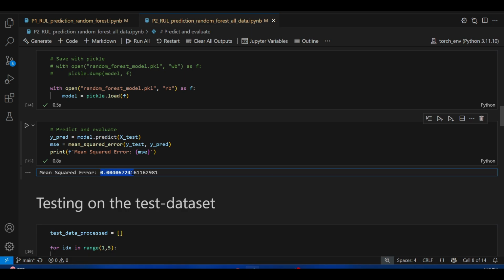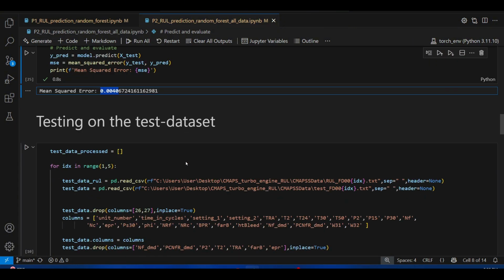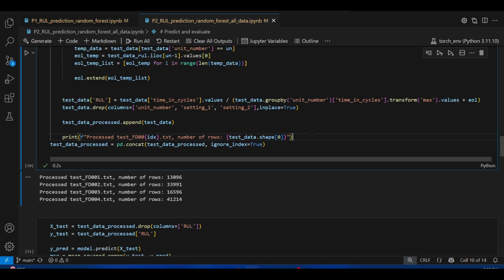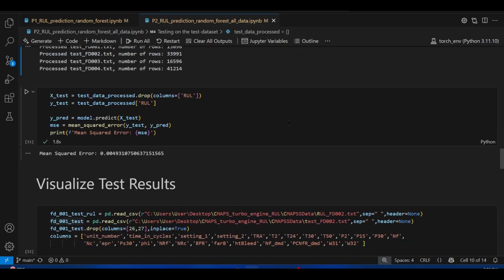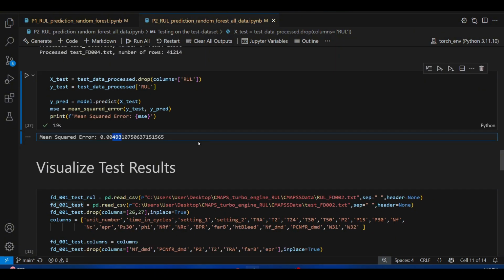And you see here on the training data, after training on all the 4 training sets, I get 0.0040. And during the test, I did the same. On the test, I get 0.0049. Definitely it reduced from 0.9 something to 0.49. It's a pretty good result.